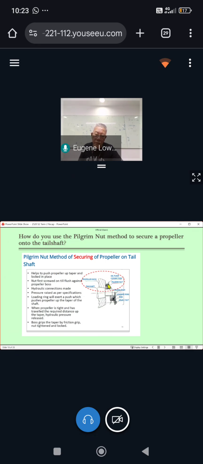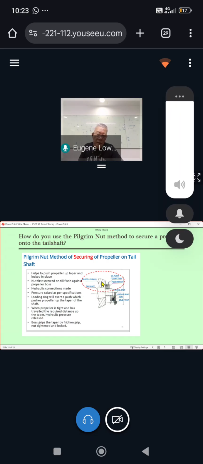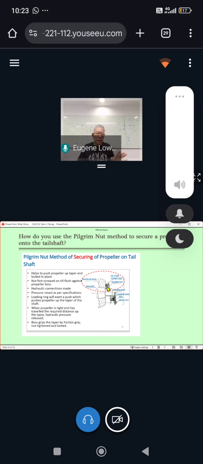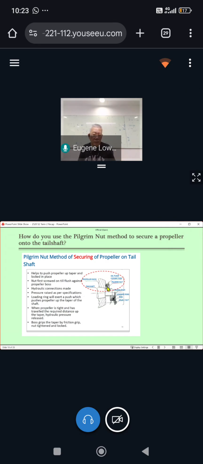Okay, so you leave the propeller or the pilgrim nut on the shaft here, but you fix it with little brackets to prevent it from dropping off, and then you leave it there. Then you attach a cone shape end over that and tighten it. So this pilgrim nut here, after tightening the propeller against the tail shaft, the job is done. But you want to leave it there and store it at the propeller.